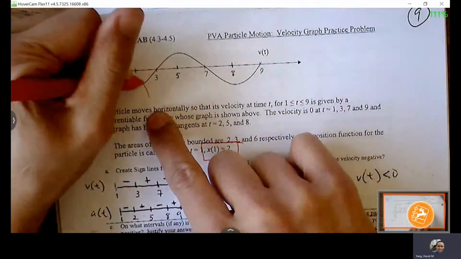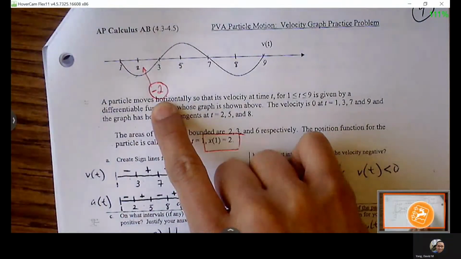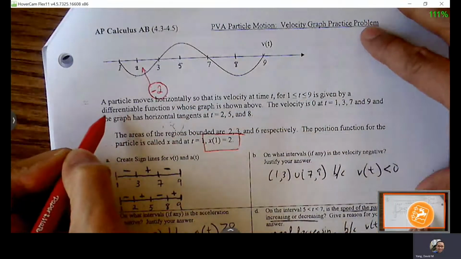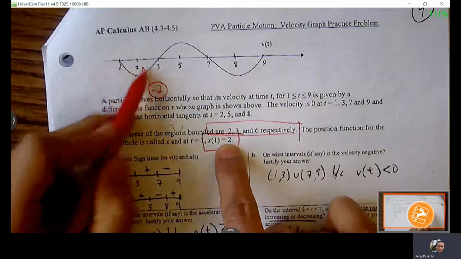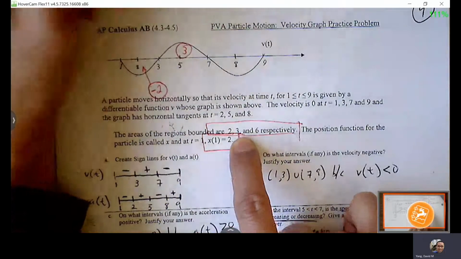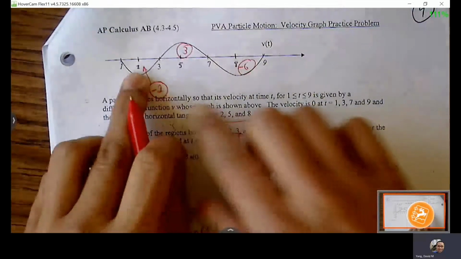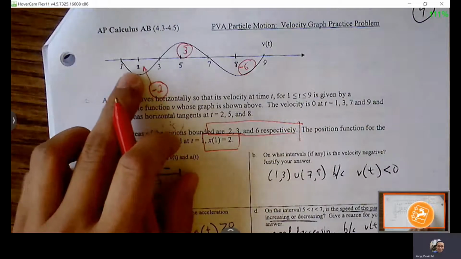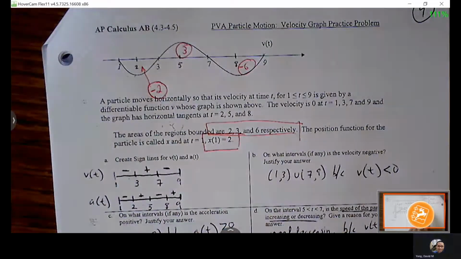So we know in this interval, this particle is going to move 2 units to the left. That's what it says here. The areas under the graph are 2, 3, and 6. Right? So we know he's going to move 2 units to the left here, 3 units to the right here, and here 6 units to the left. This is how much progress he makes. The area between the velocity graph and the x-axis tells us how much he actually moves.